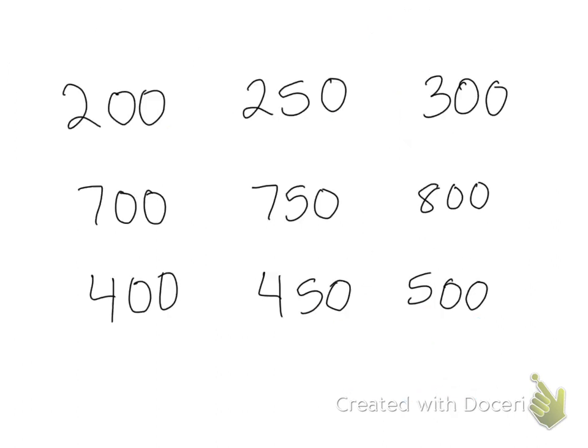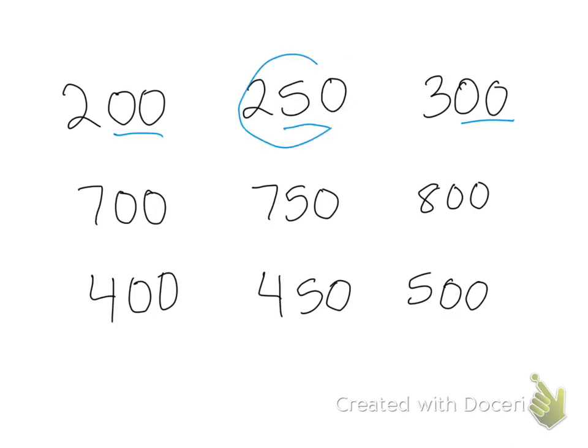Okay? All right. To help us know better if we round up or down, we can tell by looking at the last two digits. And that's going to be the tens place and the ones place. Okay? So, if the digits show a number that is less than 50, we round down. If the digits show a number that is more than 50, we round up.